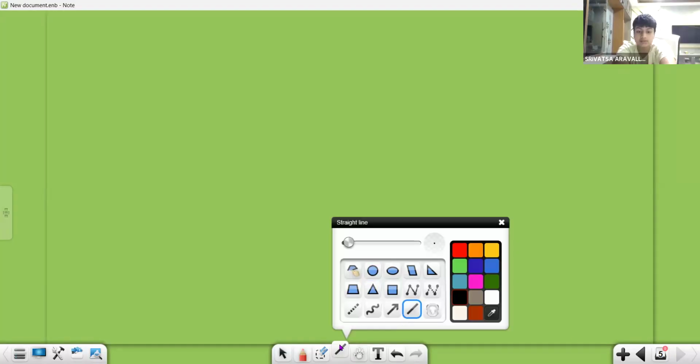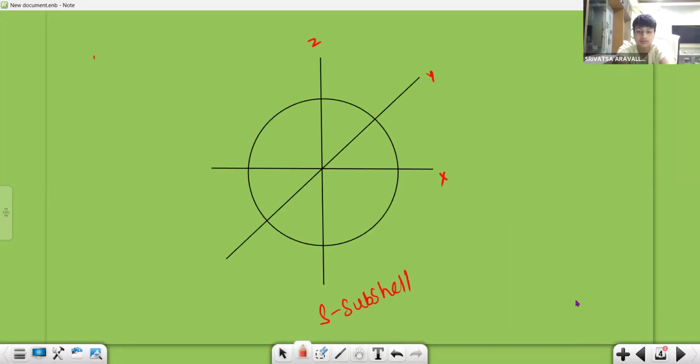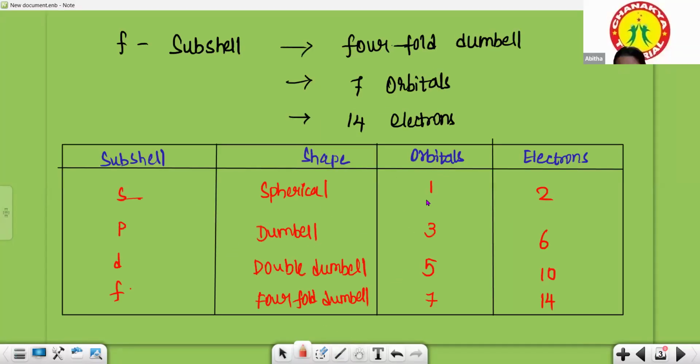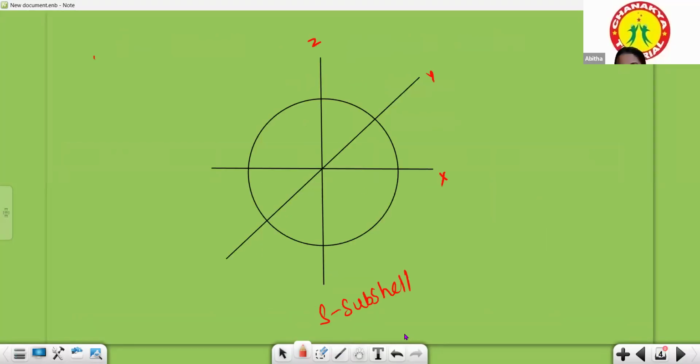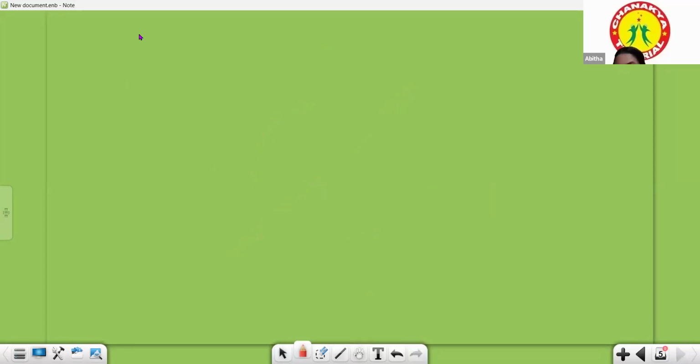Next, the P subshell. We discussed that S is spherical. How many orbitals are there? One. It looks spherical in shape. When you come to the P subshell, how many? 3 orbitals. So what are those 3 orbitals? One is considered as Px, another one Py, another one Pz. These are the 3 orbitals of P.